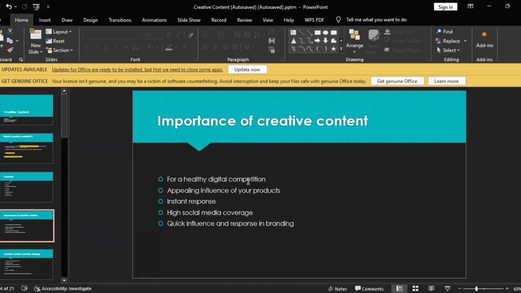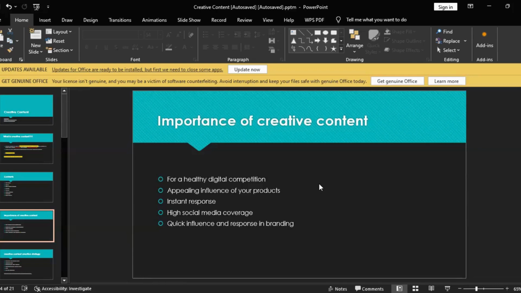So you have to know about the significance of this creative content. Creative content is important for a healthy digital competition. I think all of you are aware that without a digital platform it's not possible, because there is very heavy competition going on every day. There is so much advancement, it's dynamic. You can't just stop the race of this digital competition. If you want to cope with that, if you want to be a healthy competitor, then you have to brush up your skills as well, right? So for that, creative content is important. Then second, appealing influence of your products.